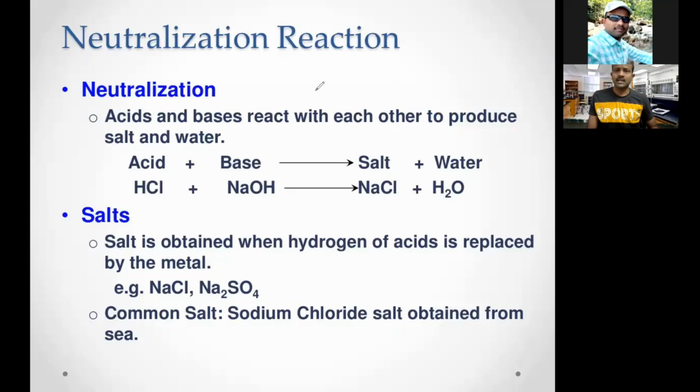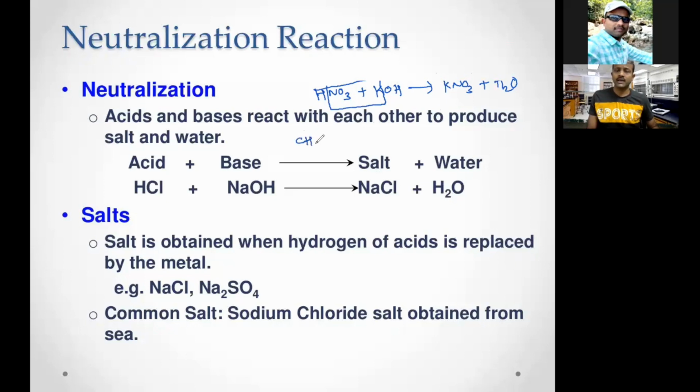Take any of the acid, HNO3 you take, right? You take any one of the bases, sodium hydroxide or potassium hydroxide you take, right? What it will give? It will give potassium nitrate salt, that is KNO3, and also it will form H2O, right? So some more examples you can also try. You take HCl or acetic acid, you can take a weak acid also, or a strong acid you can take.